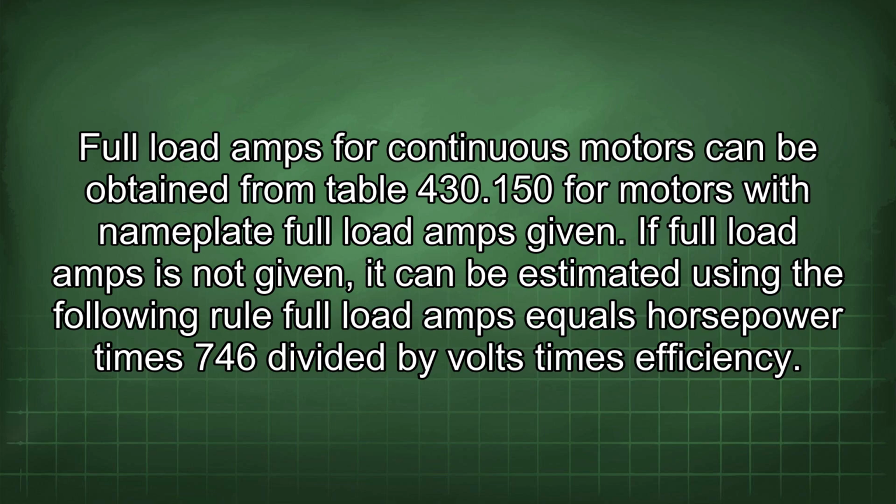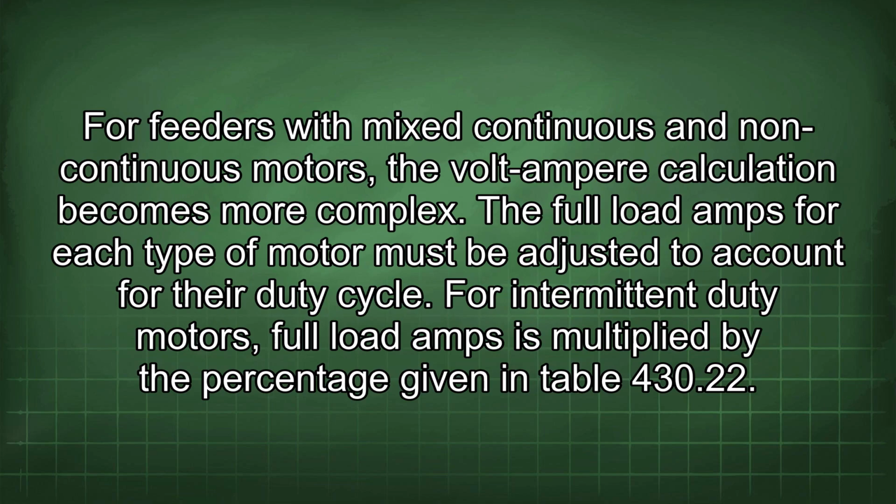If full load amps is not given, it can be estimated using the following rule: full load amps equals horsepower times 746 divided by volts times efficiency. For feeders with mixed continuous and non-continuous motors, the volt-ampere calculation becomes more complex. The full load amps for each type of motor must be adjusted to account for their duty cycle.